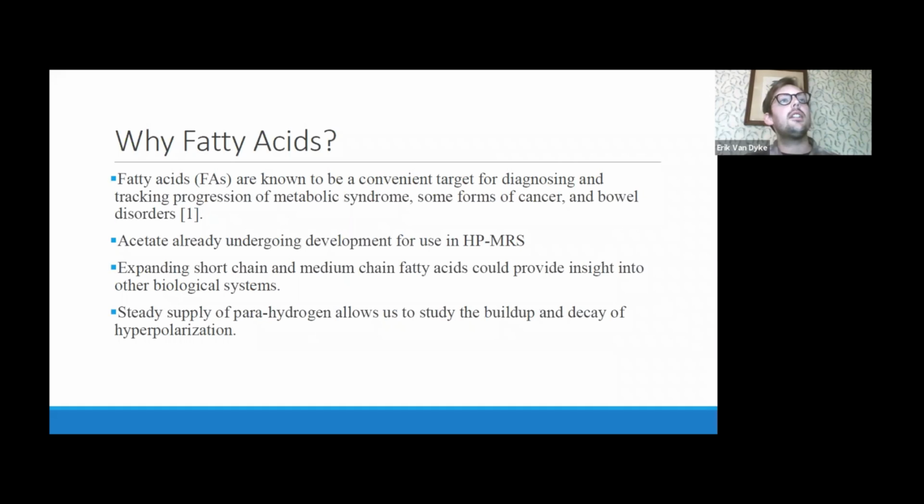So why do we choose fatty acids? Well, first, fatty acids have been known to play a role in diseases such as metabolic syndrome, certain forms of cancer, and bowel disorders. Acetate has already undergone development for use in hyperpolarized magnetic resonance spectroscopy. So my idea is that expanding our repertoire of biomolecules that are amenable to FIP could give us glimpses into other biological systems. And also our experimental setup allows us to look at the kinetics of the polarization buildup and decay, because we can supply a constant flow of parahydrogen, which helps simplify the kinetics of the system. So next slide, please.